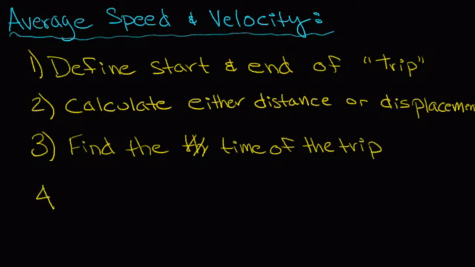And lastly, you're going to use the formula. So if it's speed, it's just distance over time, and velocity will be displacement over time. So we use this anytime you need to summarize a trip to a single velocity or a single speed. So the next topic is instantaneous speed or velocity, which is kind of the opposite of the average.